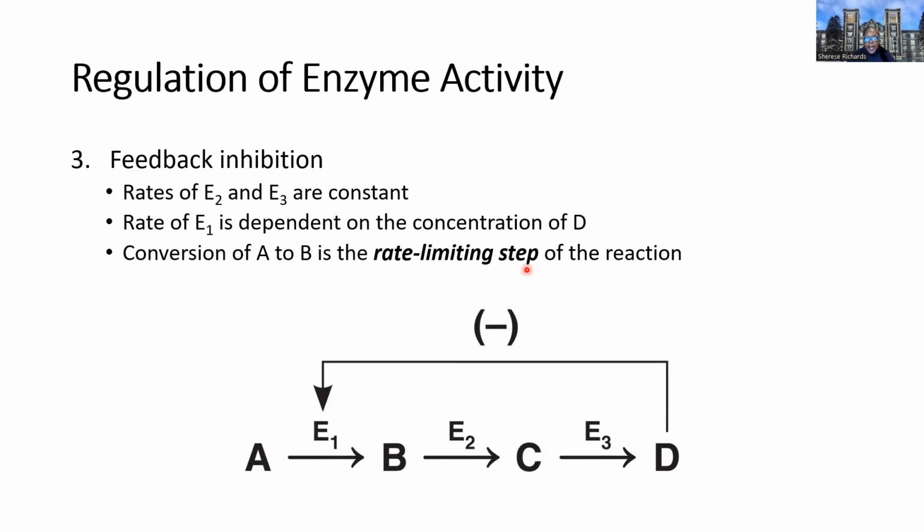Another example of feedback inhibition: in this one, the rates of enzyme 2 and 3 are constant, so these are not being regulated. Instead, the amount of product D is going to determine the activity of enzyme 1. So we can consider A to B as the rate limiting step in this equation because D will determine how fast or how slow A to B will proceed, right? This is the rate limiting step.